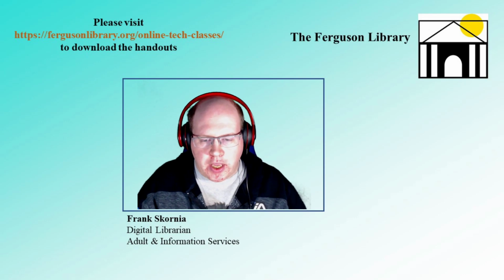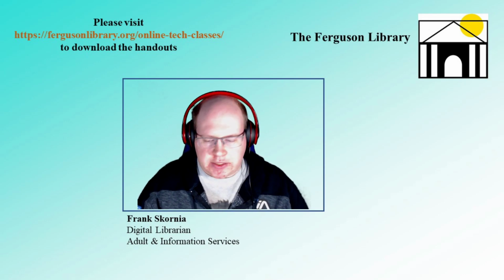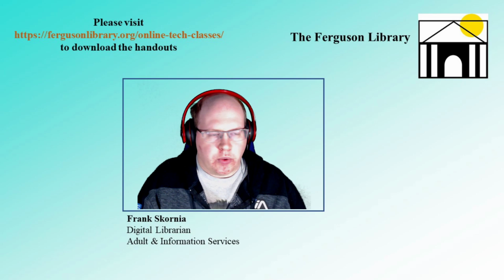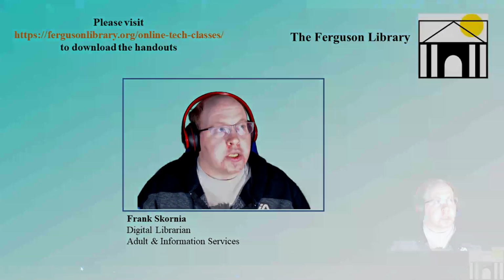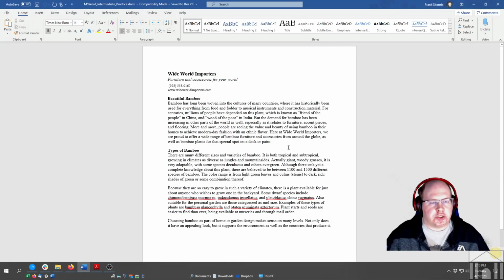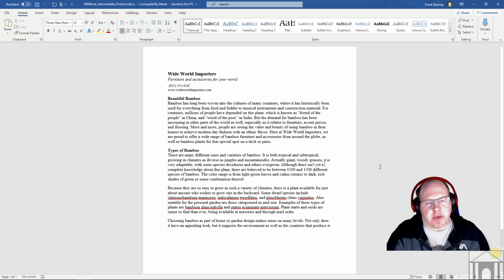So without further ado, let's dive in and start taking a look at what we can do with Microsoft Word here. I'm going to change over to here. So this is the intermediate Microsoft Word practice document that we're going to be working with through the course of this class. All it is is just some random text that I picked up somewhere online to be able to use for this exercise here.